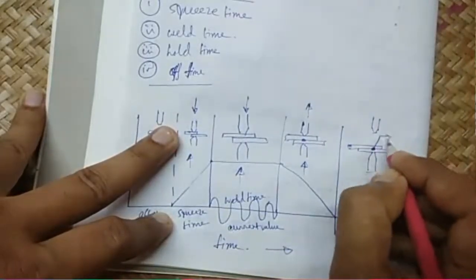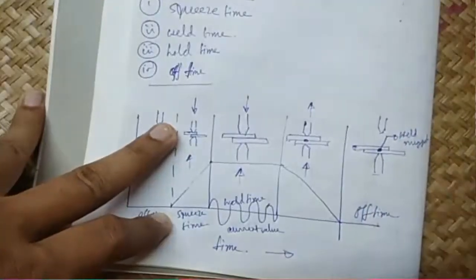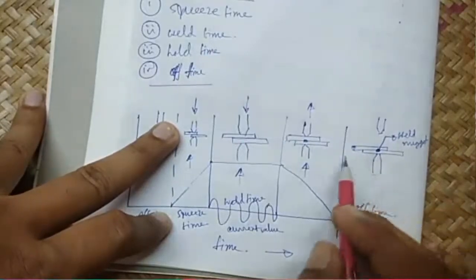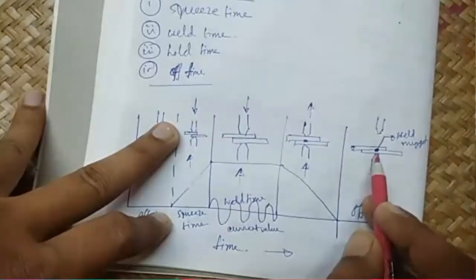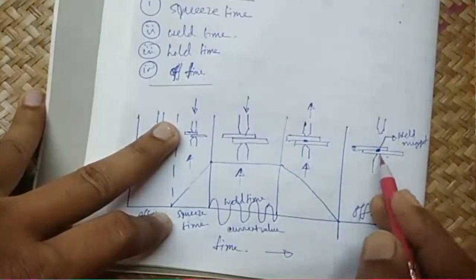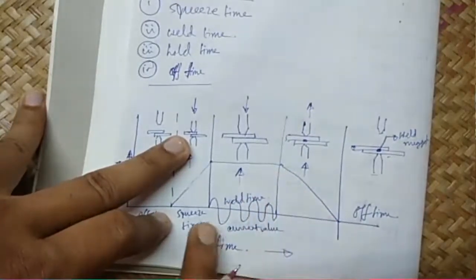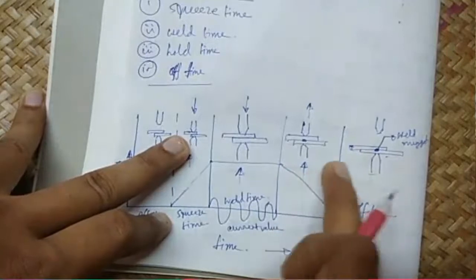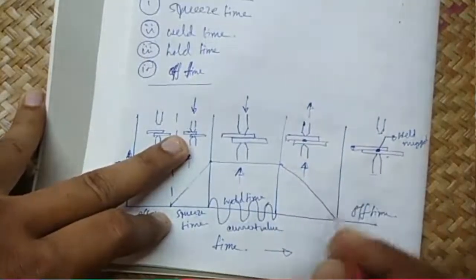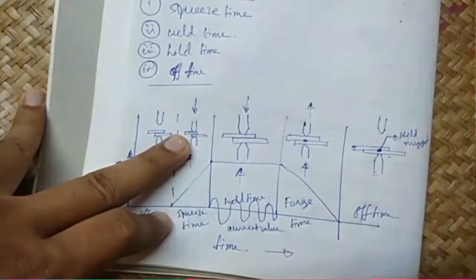This is called weld nugget. This is the joint actually. So the current between these two mating surfaces produces this very small joint. This is called weld nugget. So when the pressure got down and the welding is stopped in this region, this is called the forge time. Forge time or cool off time.